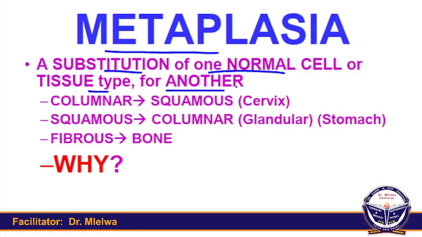Kwa mfano katika cervix huwa kuna columnar epithelium kwenye cervix, lakini tukija kwenye vagina huwa tunakuwa tuna squamous epithelium. Why squamous epithelium in the vagina? It's because of the friction which can occur during copulation.